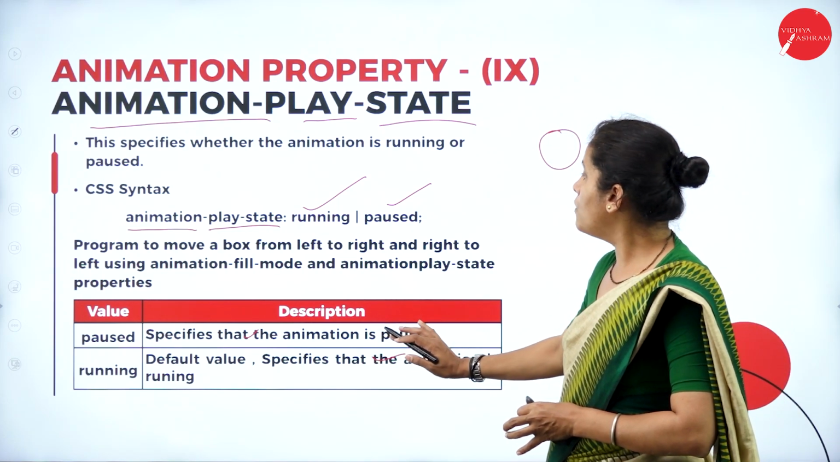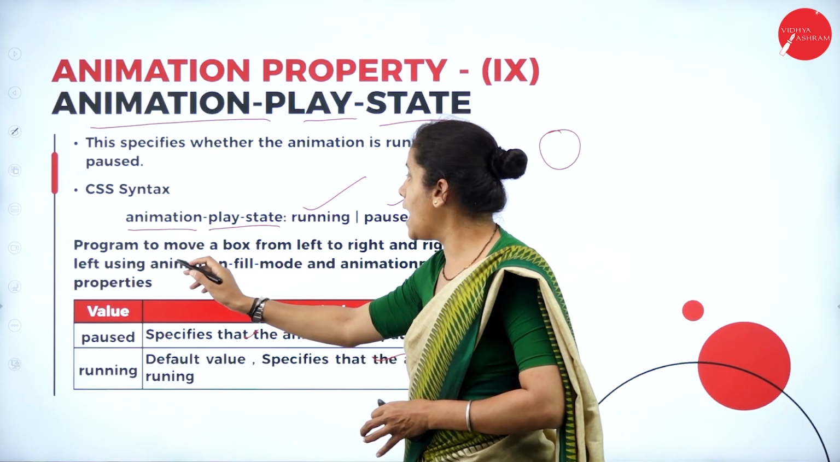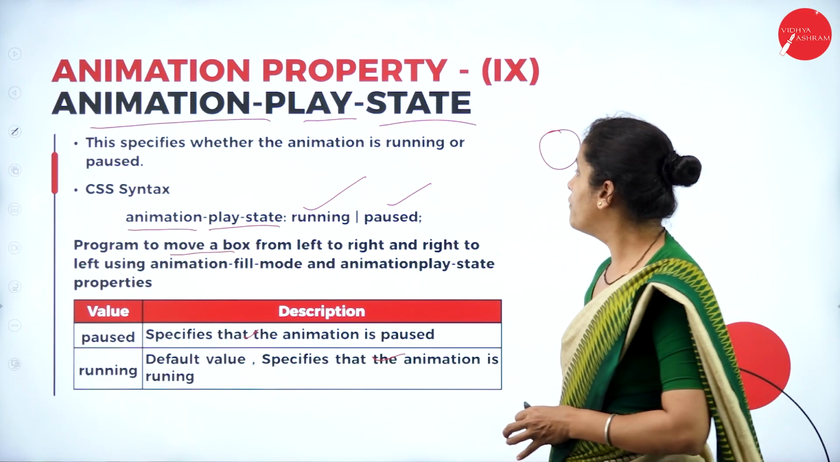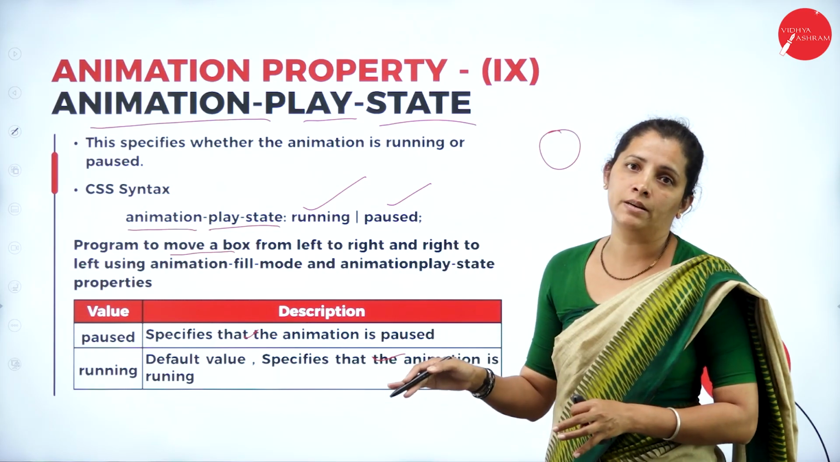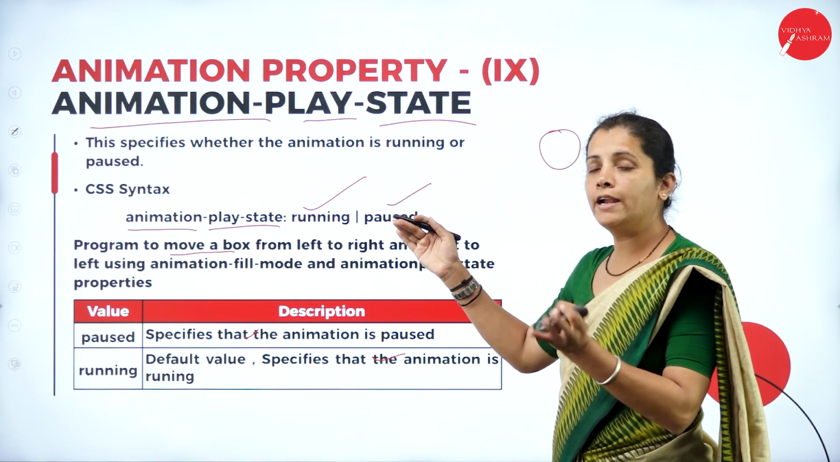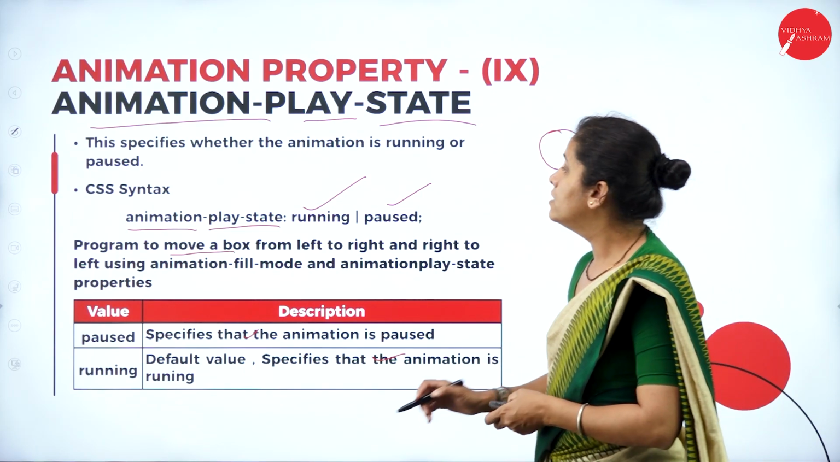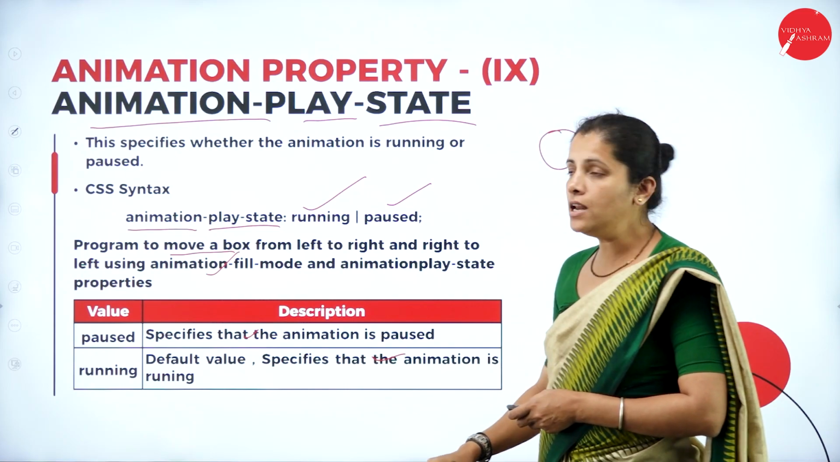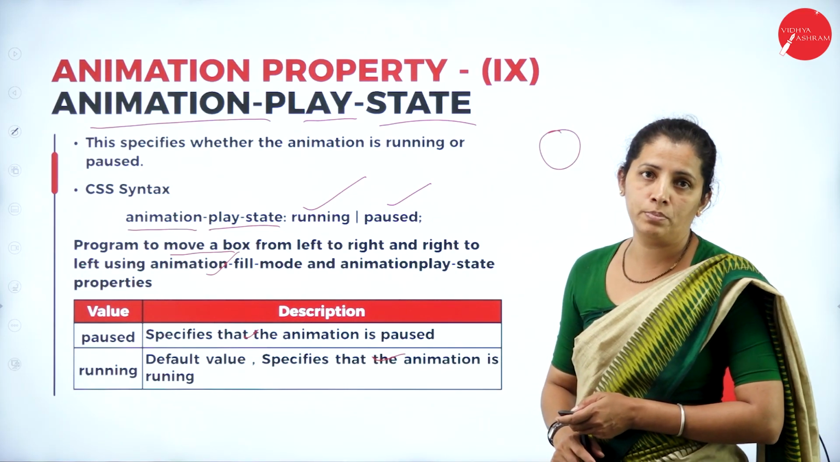Fine. Now I want to write a program to move a box from left to right and right to left, vice versa, using the animation fill mode and animation play state properties.